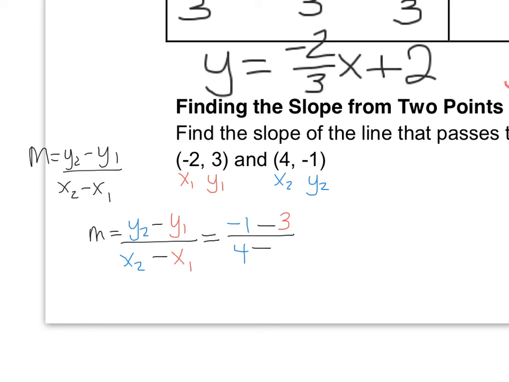which is negative 2. So now if I compute this, negative 1 minus 3, remember we can do chop, chop, or change, change. We get negative 4. And then same thing, 4 minus negative 2, chop, chop. 4 plus positive 2, that's 6. Then I can simplify this. Negative 4 divided by 6, that's the same thing as negative 2 over 3. So that's my slope.